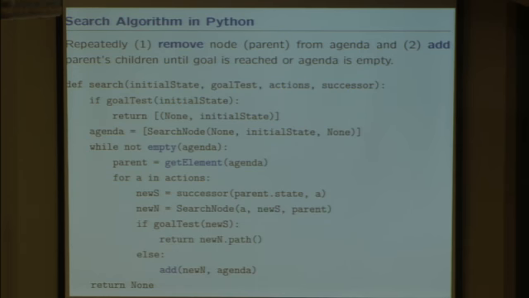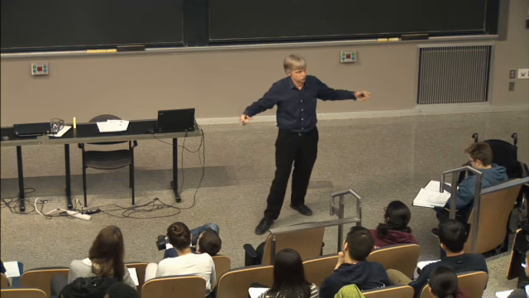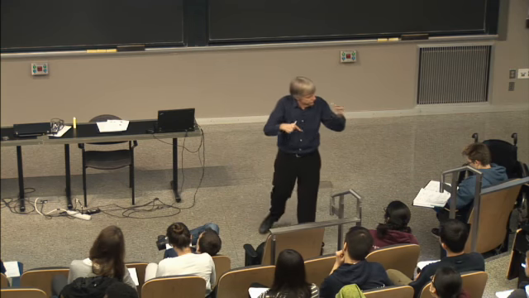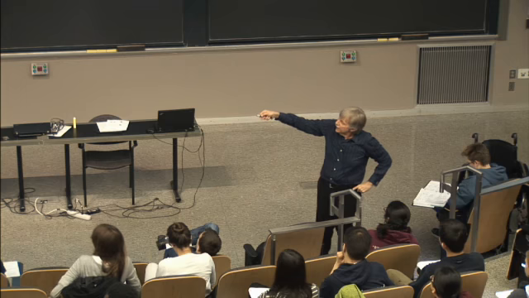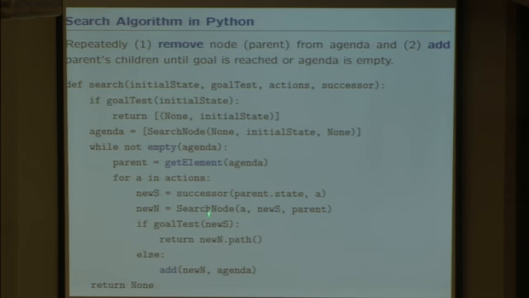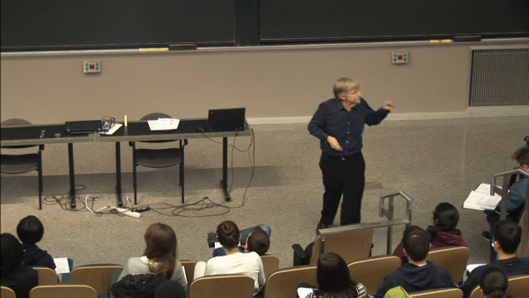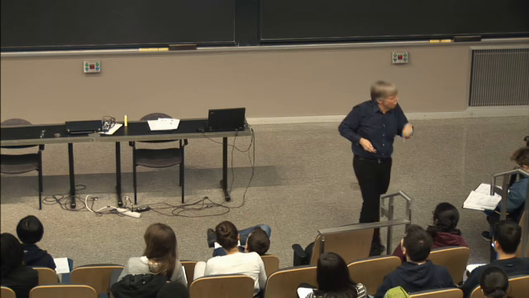Right? The parent is a node. We're constructing nodes in the search tree, but nodes know their state. So figure out the new state, which is the successor of my parent, the guy that I pulled out of the agenda. Make a new node, which corresponds to this child. Then ask the question, did the new state satisfy the goal test? If it did, the answer is the path to the new node.